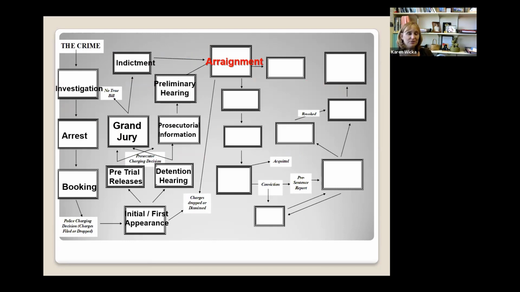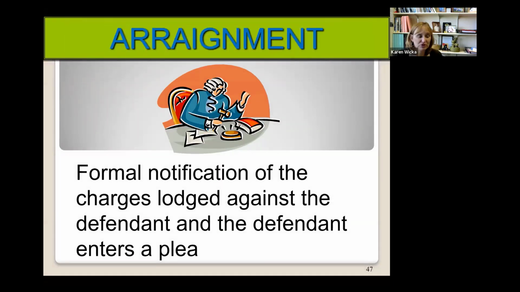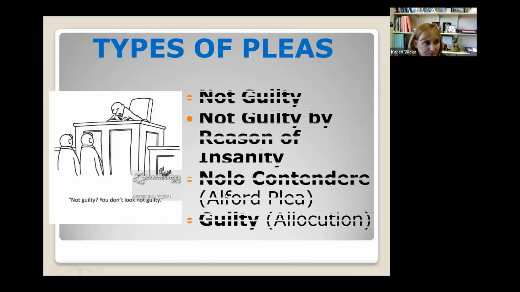So remember, your initial appearance is just what you were charged by the police in the arrest. The arraignment is going to be what your formal charges are. So it's the prosecutorial information or the indictment. That is what you're going to be tried at trial for. So at the arraignment, they read you those charges. They're going to tell you specifically what those charges are. And then they're going to ask the defendant to enter what we call a plea.